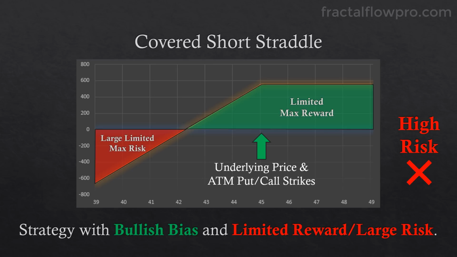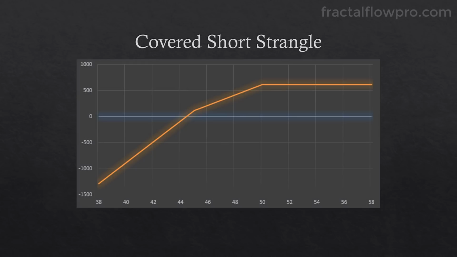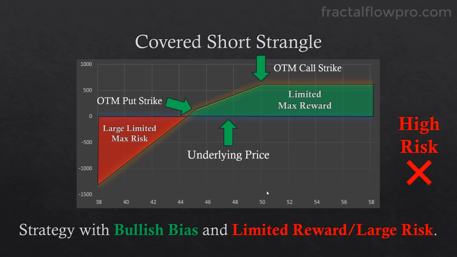A similar strategy to the covered short straddle is the covered short strangle, which consists in buying 100x shares of the underlying asset, selling an X number of out-of-the-money put option contracts, and selling an X number of out-of-the-money call option contracts. The different strikes create two inflection points, unlike the covered short straddle, which only has one inflection point.